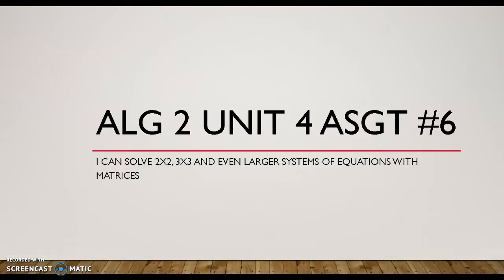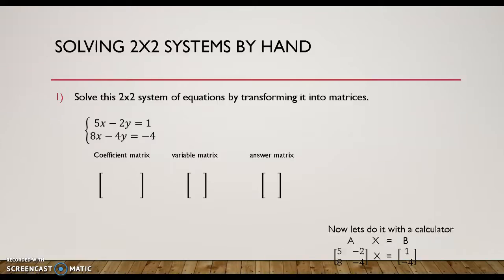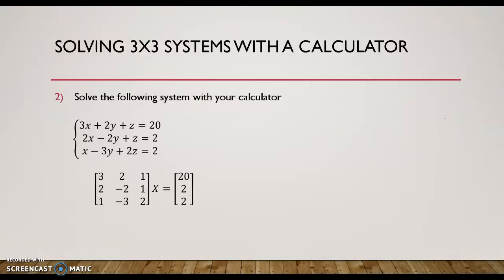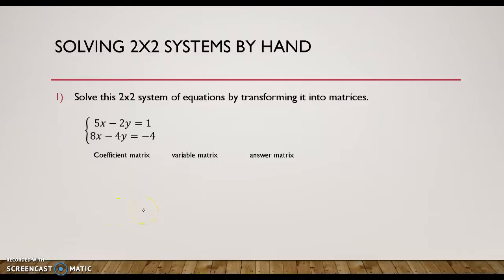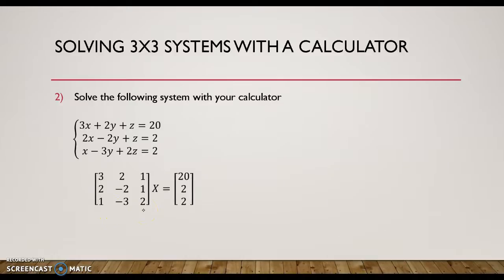So now what we're going to do is continue with problem number 2. This time I want you to solve this entire equation with your calculator. This is a 3 by 3 matrix, and the first thing we have to do is translate this into a coefficient matrix, which we have here, our variable matrix, which I'm just going to call X, and then our answer matrix, which is 20, 2, and 2.